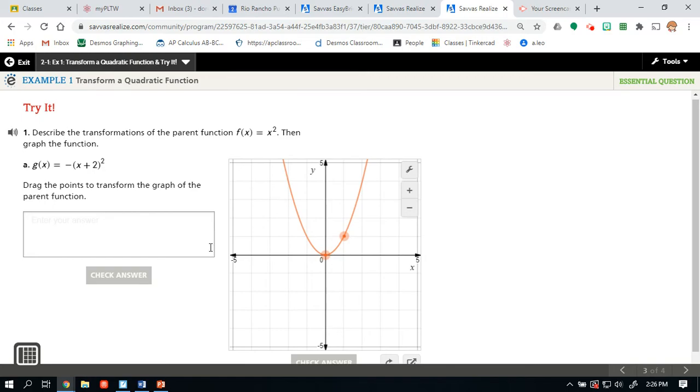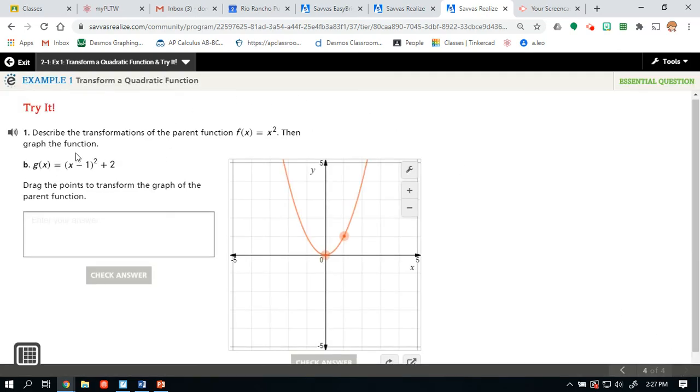All right, so here is your try it. Describe the transformation of the parent function and then graph the function. So we're looking at a negative. What does that look like? That's a reflection across what axis? Then we're looking at a positive 2 within my squared parentheses. And then we don't actually have anything being added on the outside. So what does that really look like?